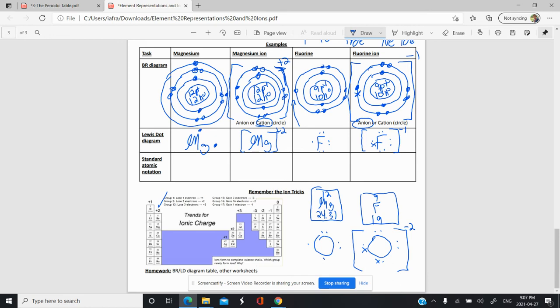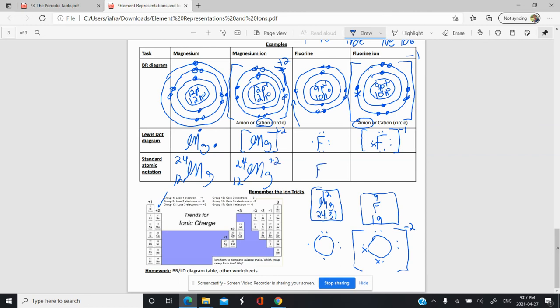So standard atomic notation, we've seen that before. We draw the symbol first, put the mass up here, put the atomic number over here. Really nothing is changing when you're doing it for the ion other than you're putting the charge. You're still going to have the same mass because the electrons don't really add or take away from mass because they're so light. You're still going to have the same atomic number because it's still the same number of protons. But what you're going to have here is the +2.